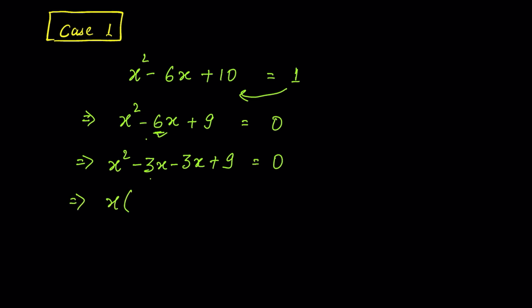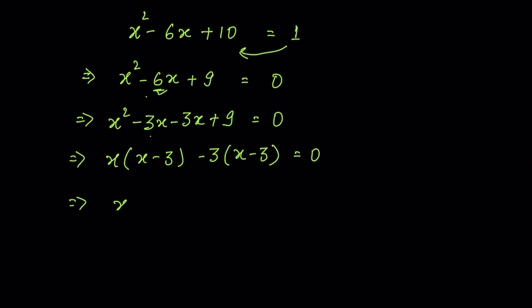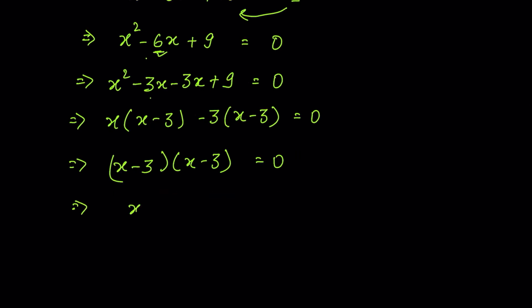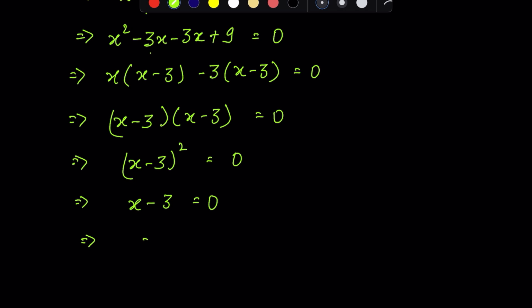Taking x common here, x(x − 3), and again taking −3 common here, −3(x − 3), equals 0. So x − 3 is common, and the remaining factor is x − 3, equals 0. So (x − 3)² equals 0, or x − 3 equals 0. Therefore x equals 3. So in the first case, x equals 3.